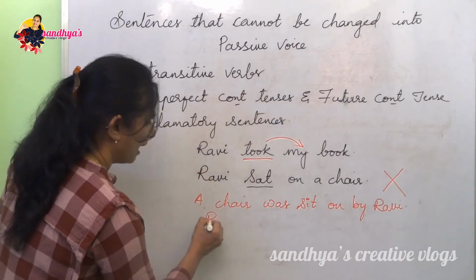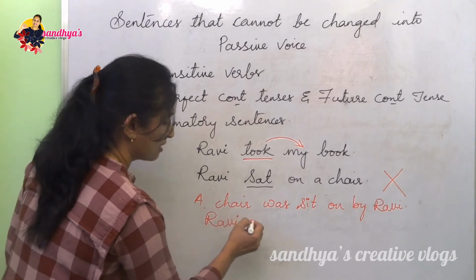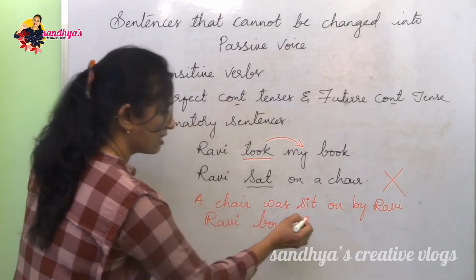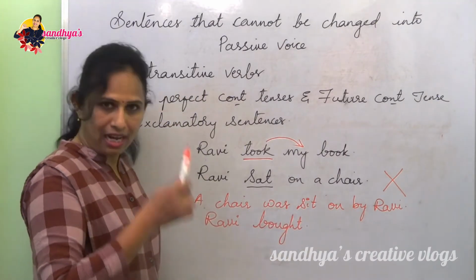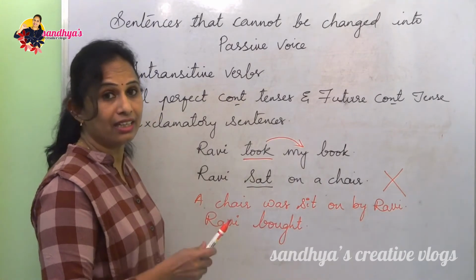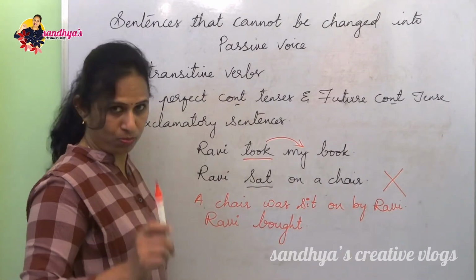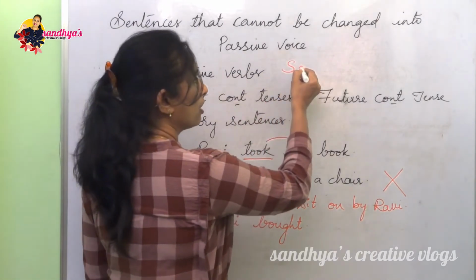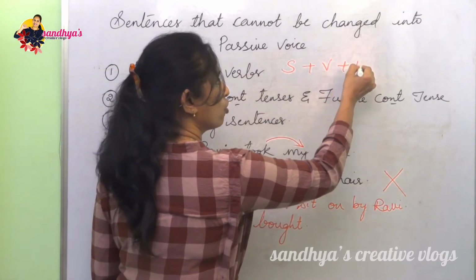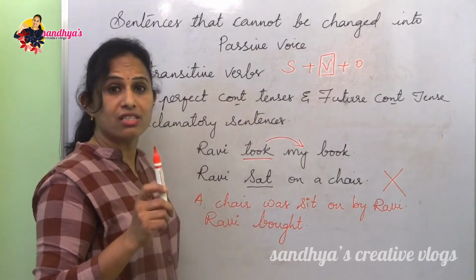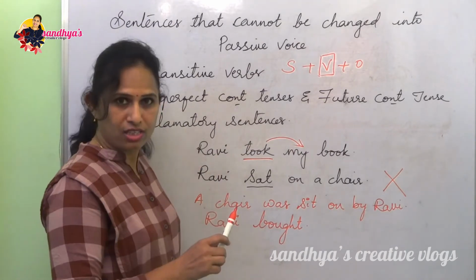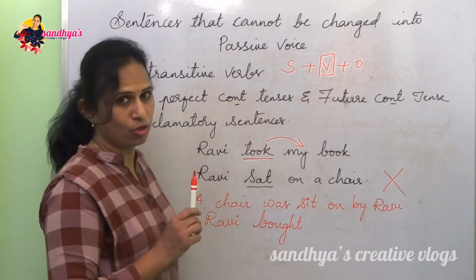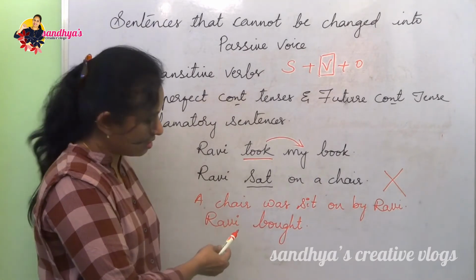For example, I'll take the sentence, Ravi bought. It doesn't have an object. So, there is another rule in these sentences: whenever a sentence doesn't have an object, we cannot convert that sentence into passive voice. As per our rule, we need to have the subject, verb as well as the object. This verb should be a transitive verb for sure. If it is an intransitive verb, or if the sentence doesn't have an object, you cannot convert that sentence into passive voice. So this is a meaningless sentence.